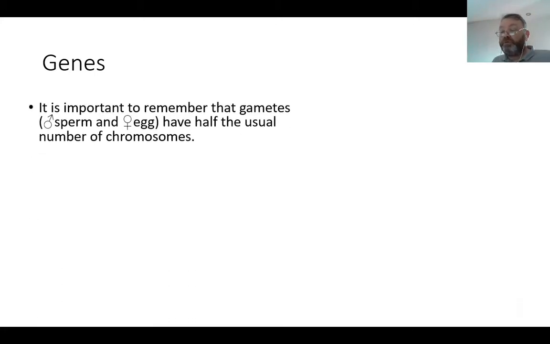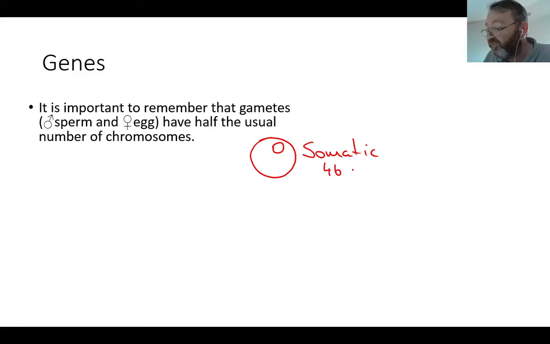It is important to remember that gametes, the male sperm and the female egg, have half the usual number of chromosomes. Now I did this with you the last day. Okay, I'm going to do it again very quickly. A normal cell of the body is called a somatic cell. And a somatic cell would be something like a brain cell, a skin cell, a liver cell, whatever, okay? But they are not involved in reproduction.